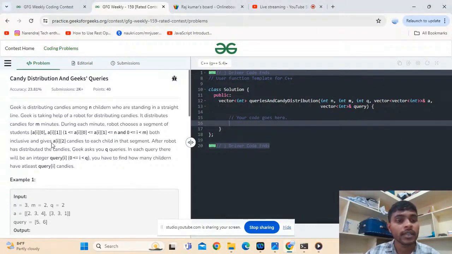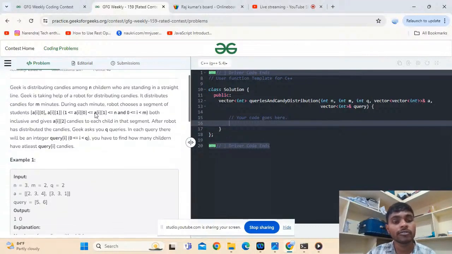Guys, observe, both ends inclusive. He gives one candy to each student in the segment after he has distributed the candies. Geek asks q queries. In each query there will be an integer q[i], where 0 is less than or equal to i, less than q. We have to find how many children have at least q[i] candies.